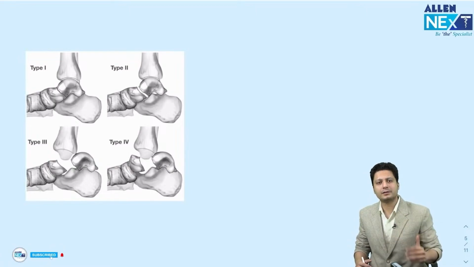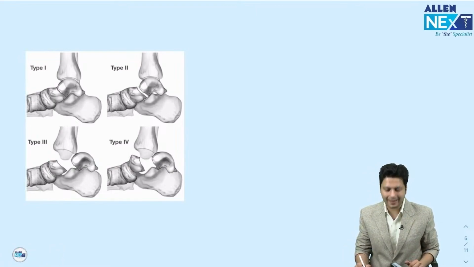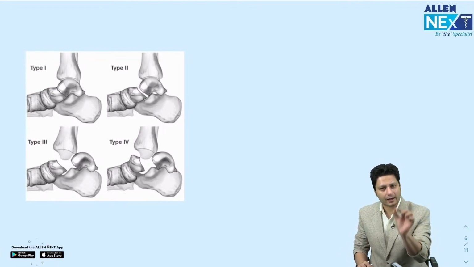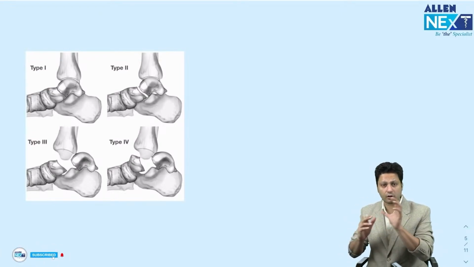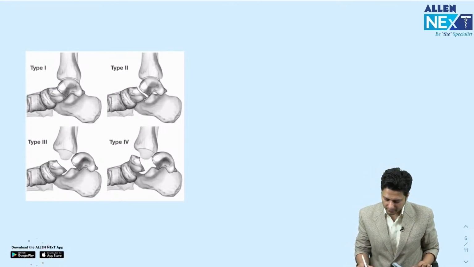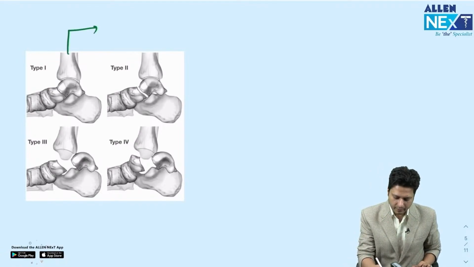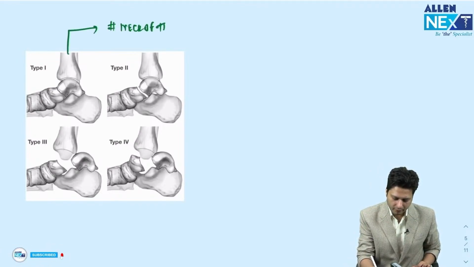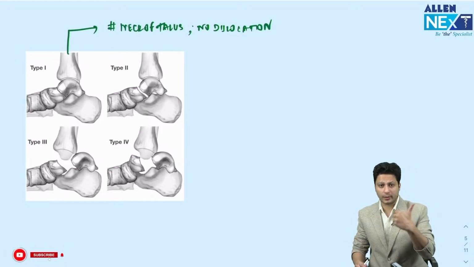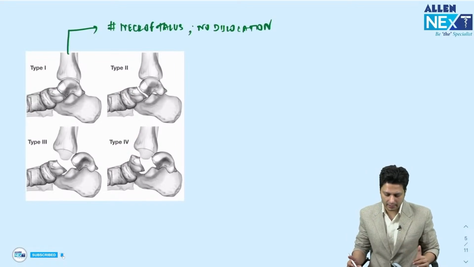Now, if we talk about this classification system, Hawkins has divided the fractures into 4 different types. The type 1 is the talar neck fracture without any subluxation or dislocation around the ankle or the subtalar joint. So type 1 simple is there is a fracture neck of talus with no dislocation. So this is the simplest type of the fracture. And the possibility of the non-union or osteonecrosis head of the femur are less likely in these cases.